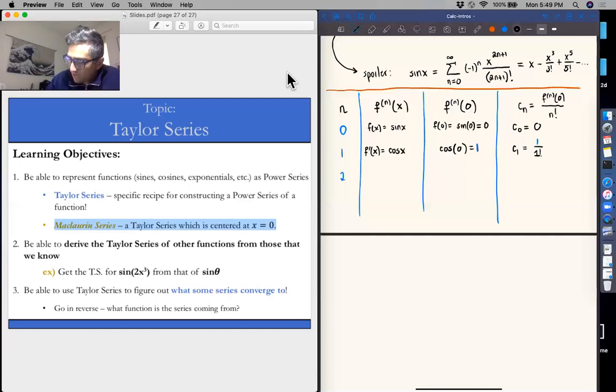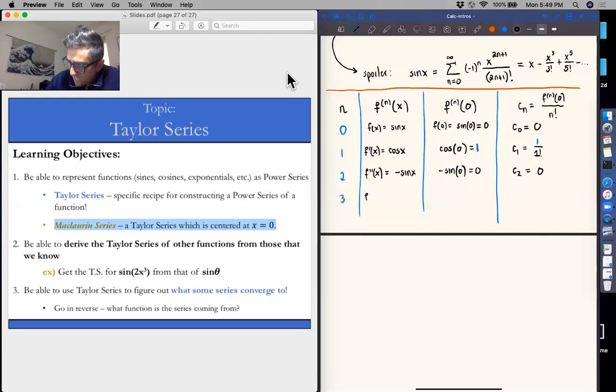All right, let's keep moseying on. So we have n equals 2. We're looking at the second derivative of sine, or the derivative of the first derivative. So a derivative of cosine gives us a minus sine of x. If we evaluate that minus sine of x at 0, well, that's going to give us 0. So the C2 coefficient is actually 0.